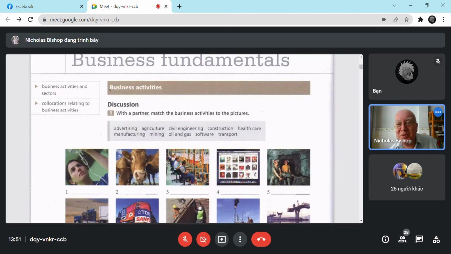So, do you know what a collocation is? Anybody tell me? I'm willing to bet that nobody actually knows what collocation means. Anybody know what the word collocation means? I think nobody knows, because it's a difficult word.